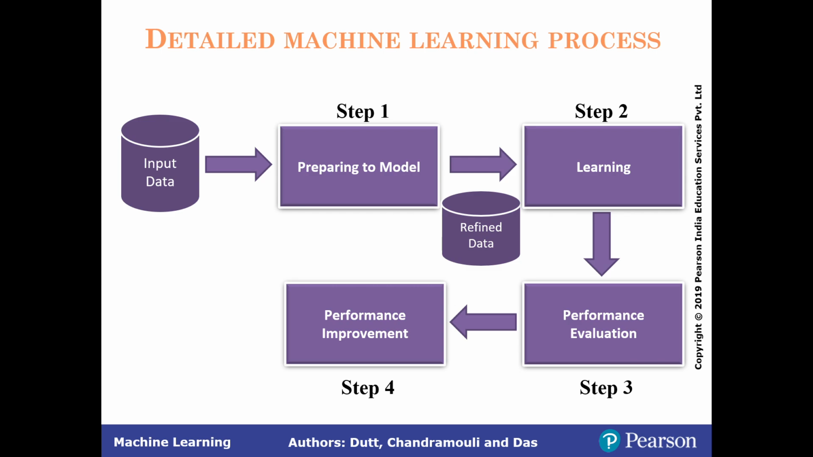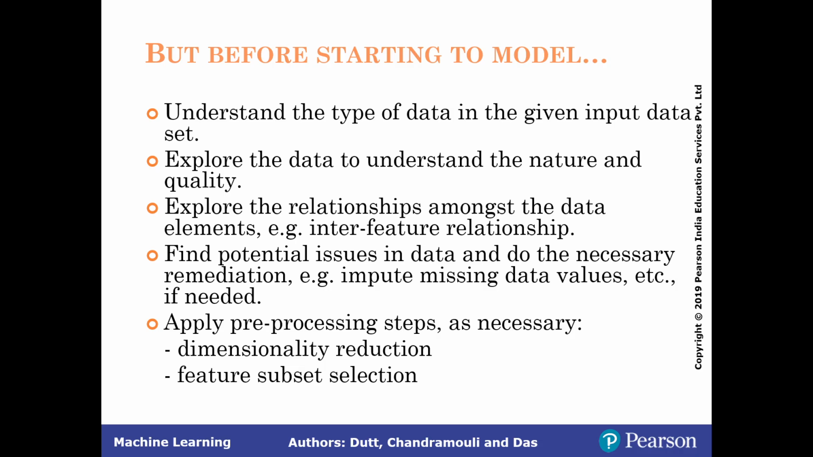That's the difference. Here from input data we are going to prepare a model, and from the model you are going to get some refined data. That data you are going to use for machine learning, and once the algorithm is applied you get some output. Based on that output you evaluate the performance, and based on the performance for the current iteration you decide whether performance improvement is there or not. So in simple terms, performance improvement is completely dependent on performance evaluation.